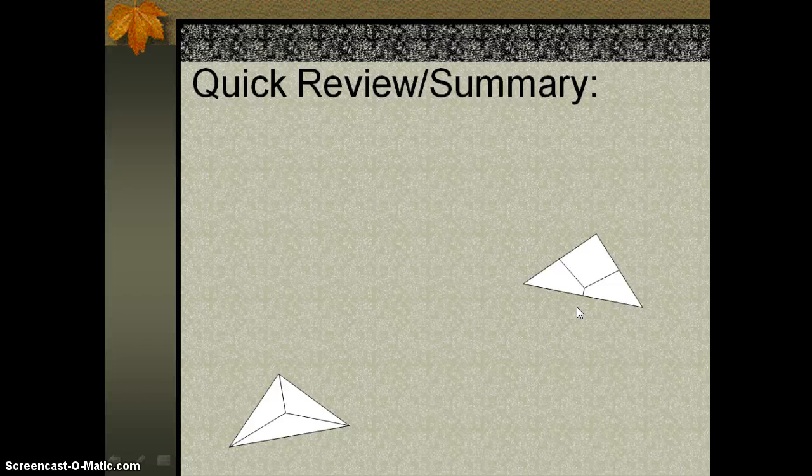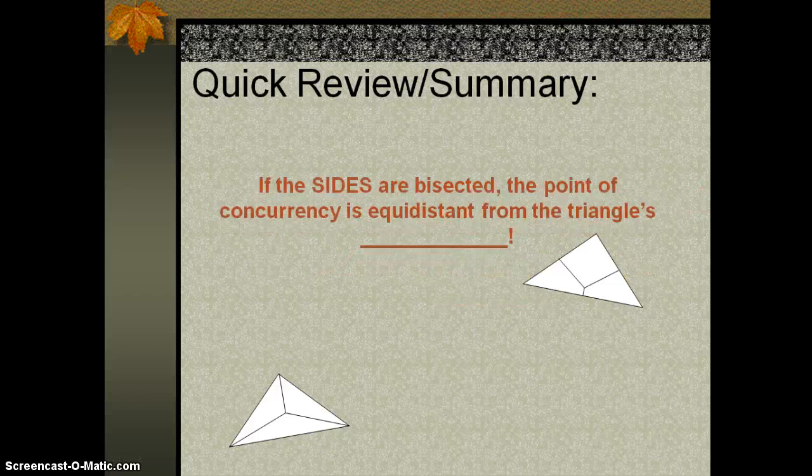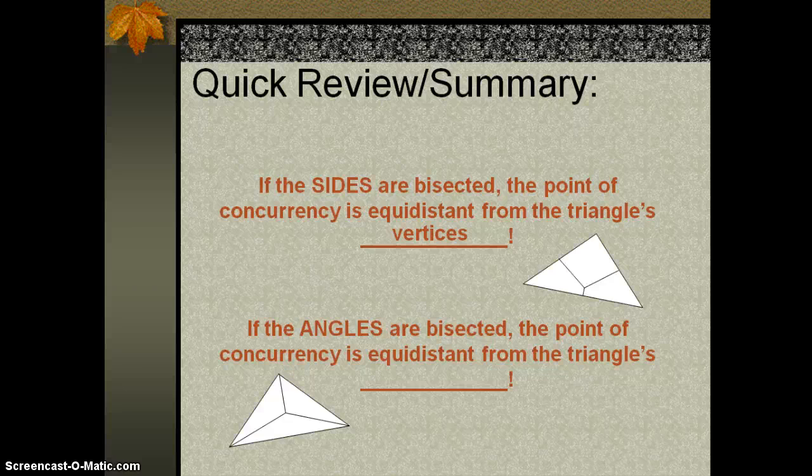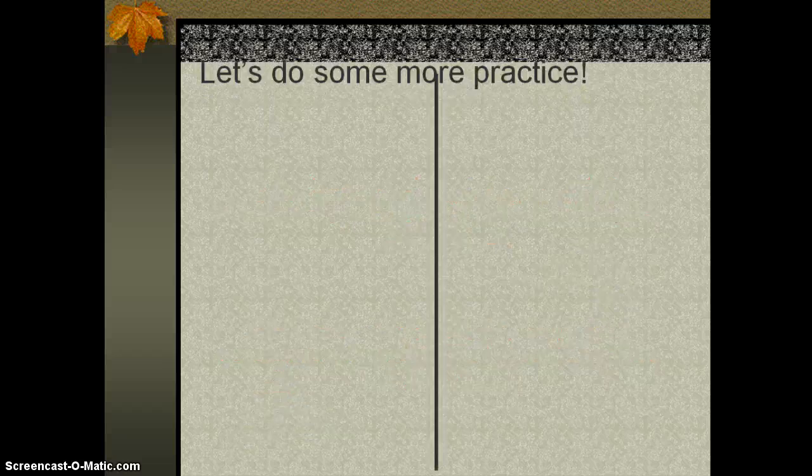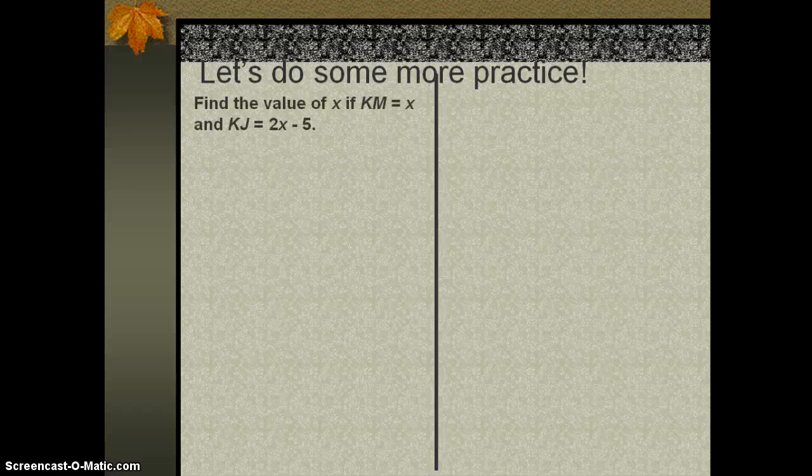Alright, so a quick review and summary of what we just talked about. If the sides are bisected, as in a perpendicular bisector, the point of concurrency is going to be equidistant from the triangle's vertices. If the angles are bisected, as in angle bisectors, the point of concurrency is equidistant from the triangle's sides. So it's kind of opposite of what's happening. If the sides are bisected, it's equidistant from the vertices. If the angles are bisected, then it's equidistant from the sides. So let's do some more practice using this.